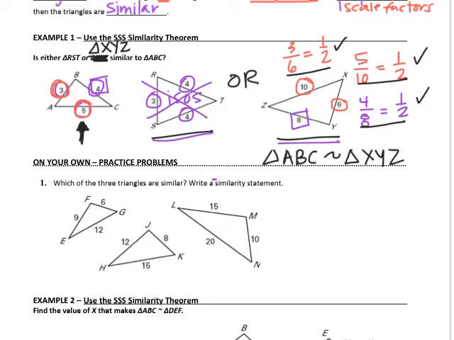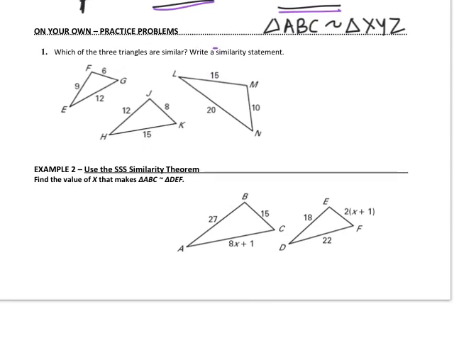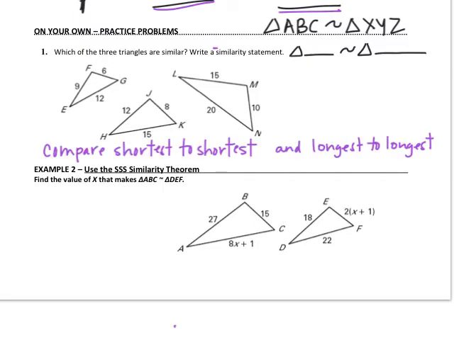So when you're working on your own problems, what I would like you to remember is I want you to compare longest to longest and shortest to shortest, because it's asking you here which of these three triangles are similar. You're only going to find two that are similar, but you do need to write a similarity statement. And make sure that you show your work. Show me that there is the same scale factor for all of the sides. Okay, just as a reminder, I have written here, compare shortest side to shortest side, and then of course longest side to longest side. That should help you out when you're working on that practice problem.